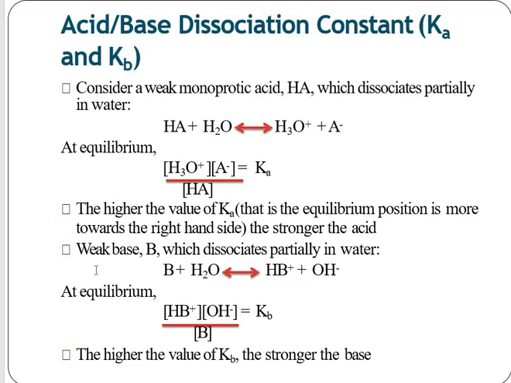Now consider a weak base B, which reacts with water and gives BH plus and OH minus ions. Again in the forward reaction, BH plus and OH minus ions are products, and B and H2O are reactants. So you can calculate the dissociation constant of the base. It is the concentration of product divided by the concentration of reactant. So in this way you can calculate dissociation constants of acids and bases.